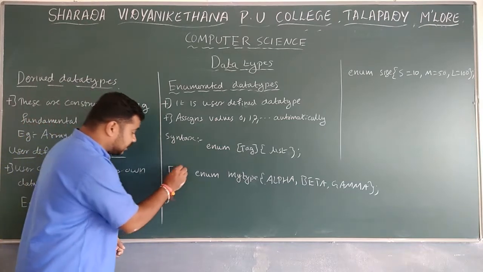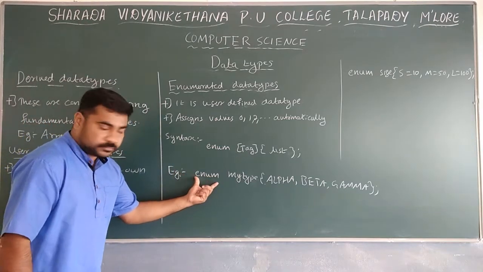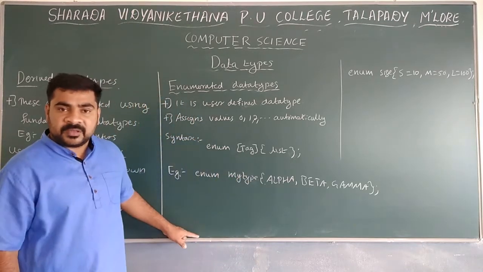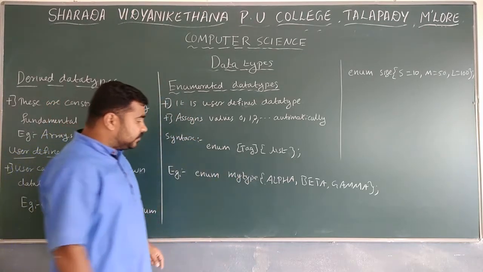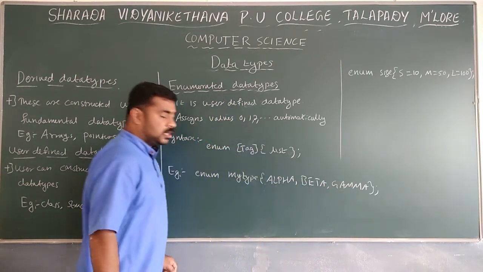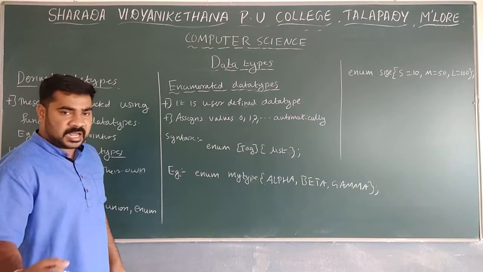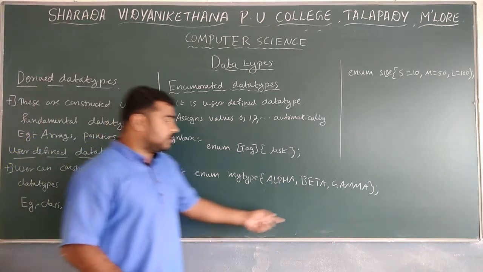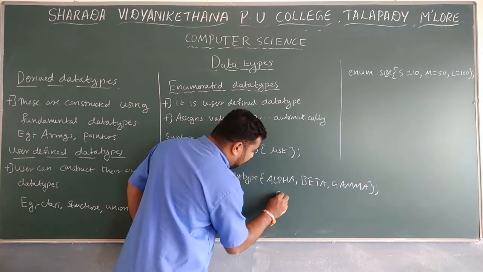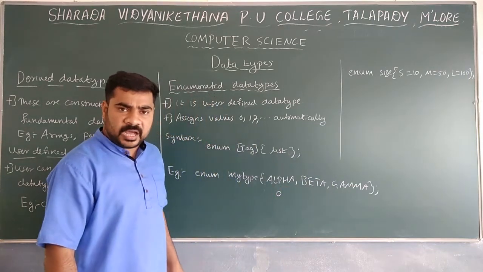Here is an example. You can see enum, the same keyword. The type name I have given is mytype. Then in the open curly bracket, alpha, beta, gamma. I mentioned three values: alpha, beta and gamma. Then the closing curly bracket with the semicolon. If we use it like that, automatically the value of alpha will be 1.